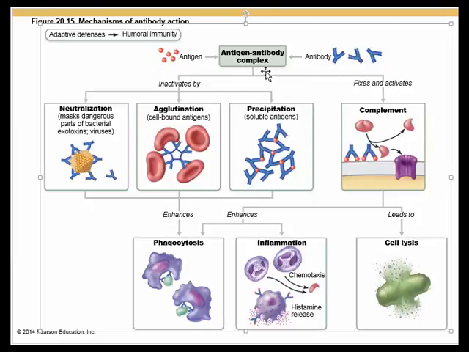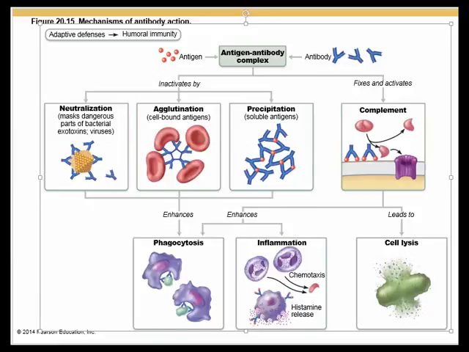If we go down the other arm with this antigen-antibody complex, we can inactivate the antigens by neutralization, surrounding them and wrapping them, agglutination, binding to cell-bound antigens and clumping up cells, or binding to soluble antigens and clumping them up in precipitation. All 3 of these, if we follow the arrow, lead to enhanced phagocytosis. So this is how the antibodies help us remove these naughties. Block them up, let them get eaten, help to activate complement to lyse the cells, and also help to enhance phagocytosis and inflammation.